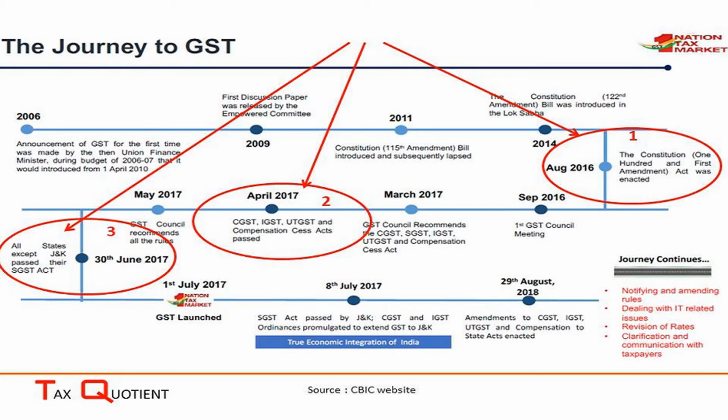But before that, on 12th April 2017, the Parliament enacted 4 acts, that is the CGST Act, the IGST Act, the UTGST Act and the Compensation Cess Act. The states on their part, that is the state assemblies, passed the SGST Acts by 30th June 2017. All the states did that except for Jammu and Kashmir, which introduced and passed it on 7th July 2017.